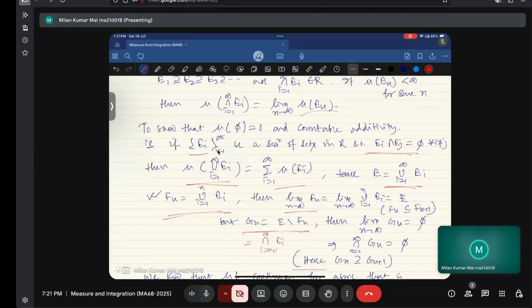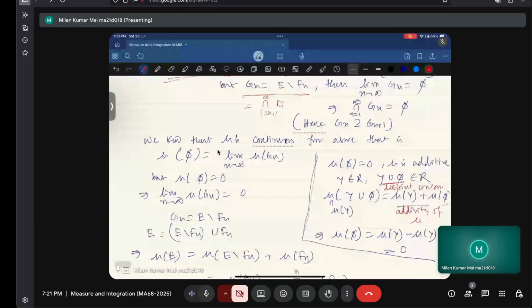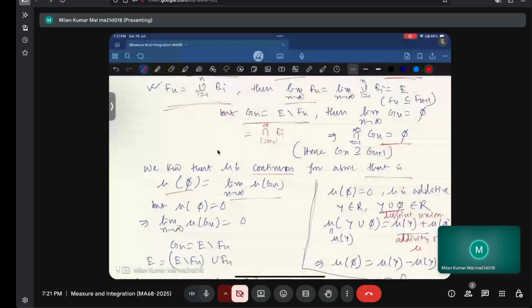Okay, so then Gn is a decreasing sequence, and so their intersection is basically the empty set. Now by continuity from above, mu of the empty set is equal to the limit as n tends to infinity of mu of Gn, because their intersection is the empty set. Because Gn is decreasing and their intersection is the empty set, you can check that one, and so we get the limit as n tends to infinity of mu of Gn is equal to 0.